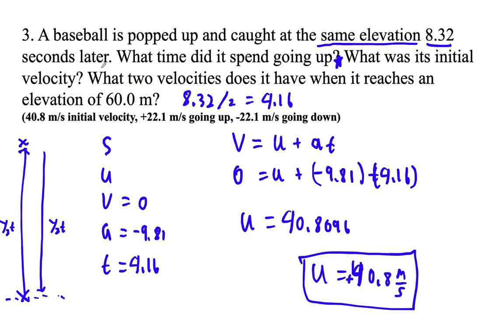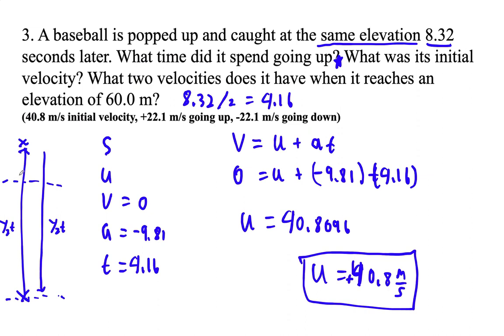But then it says, what two velocities does it have when it reaches an elevation of 60 meters? Well, I'm going to have to erase here. But 60 meters, this thing actually goes like 84 meters or something like that. So 60 meters is somewhere here. It's going to pass 60 meters twice, once on the way up, once on the way down. So to get this answer, we're going to have to somehow get two different values, which seems strange, but I'll show you how it works.